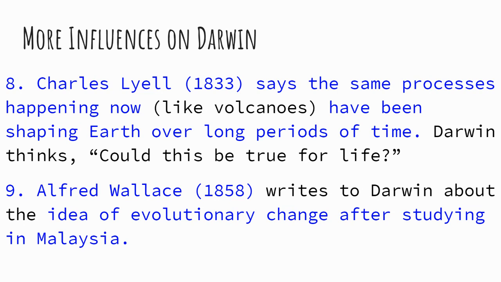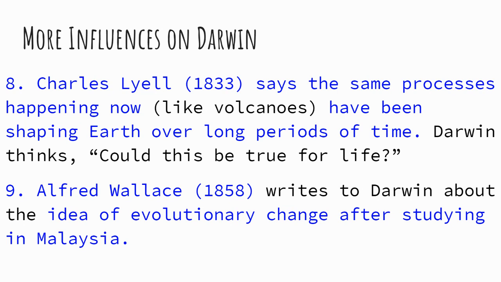Another scientist who influenced Darwin was Alfred Wallace. He writes to Darwin in a letter, and he talks about the idea of evolutionary change, which Darwin is getting to. And Alfred Wallace had been studying in Malaysia, which is in the Pacific. And so he was kind of across the world from Darwin. Darwin was in the Galapagos Islands near South America, and Alfred Wallace was in Malaysia, which is near Asia.